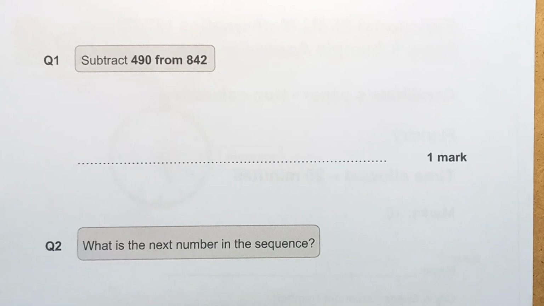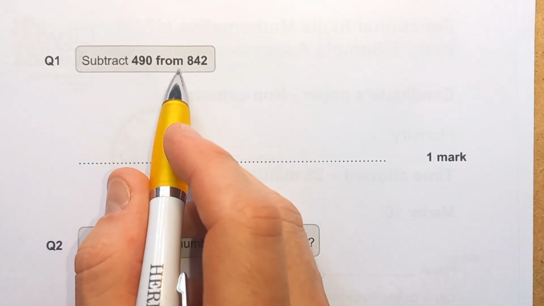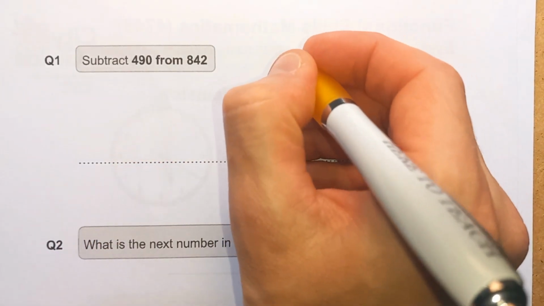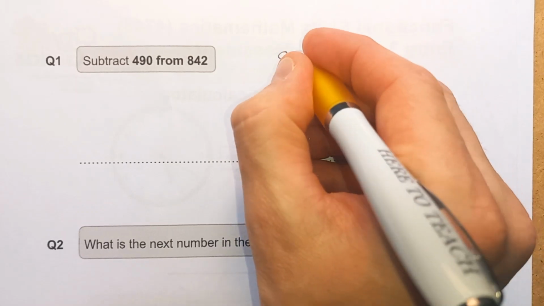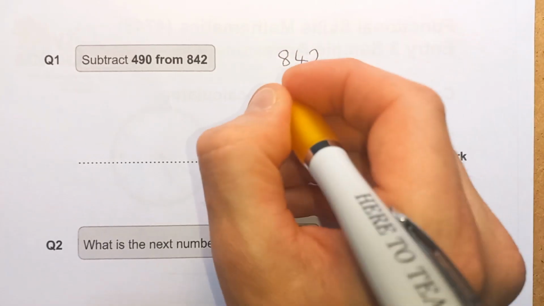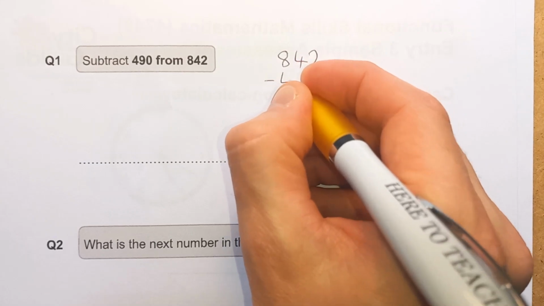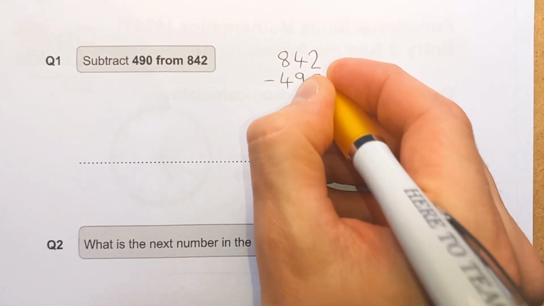Question 1. Subtract 490 from 842. So it's this word "from" that is telling us we're starting with the 842, and then we're going to take away, or subtract, 490.